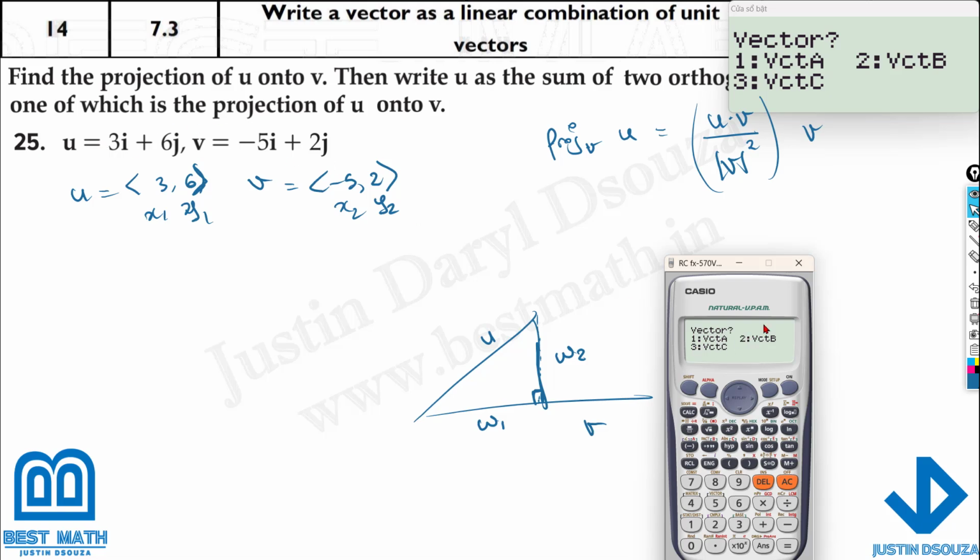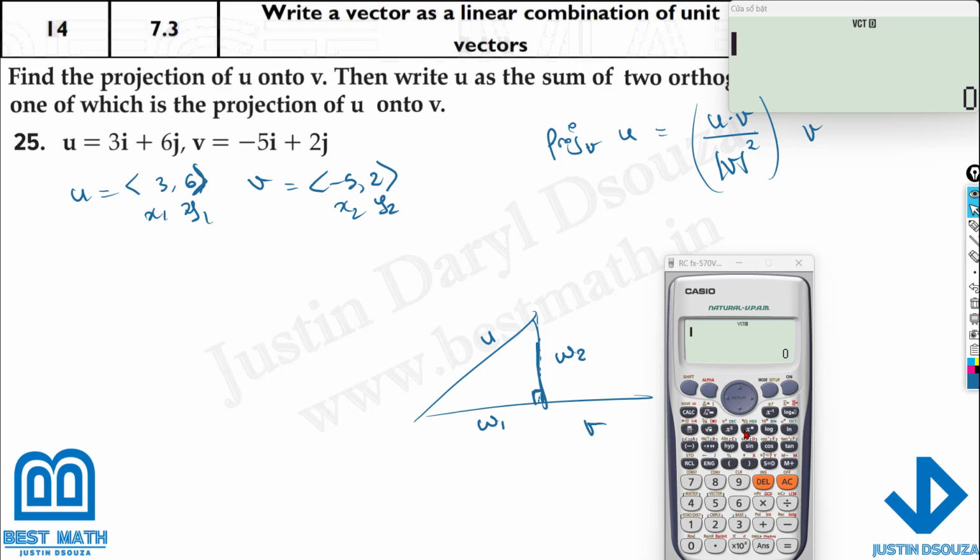Which vector? We have already saved one, so don't click on that. Go to second, vector 2. And then how many dimensions? 2, -5 and 2. Here we go, press AC. You can put everything together in the calculator from here. Now we have saved both the vectors.